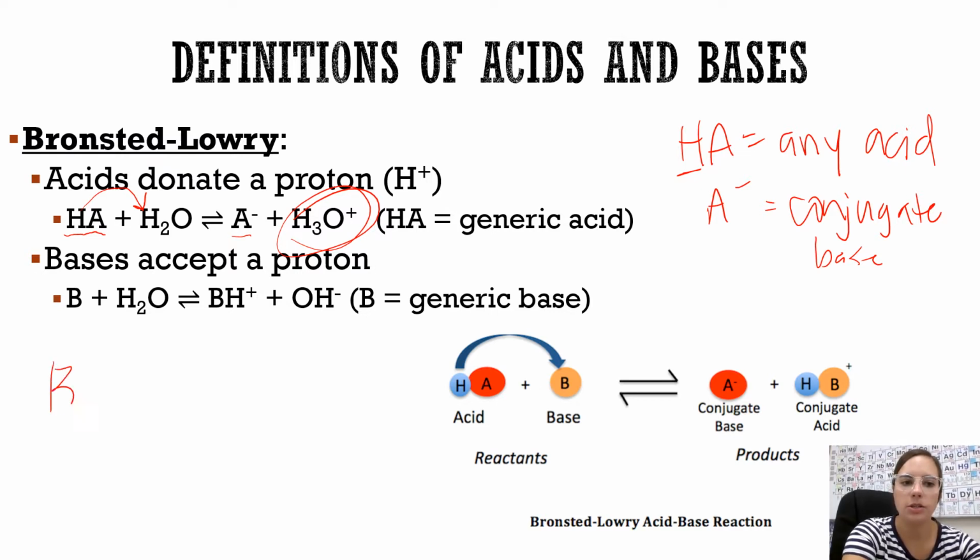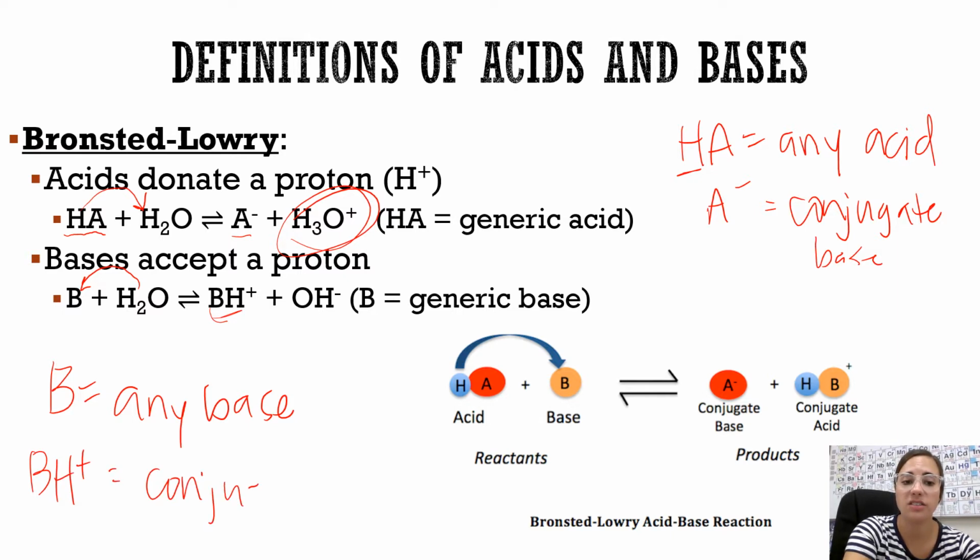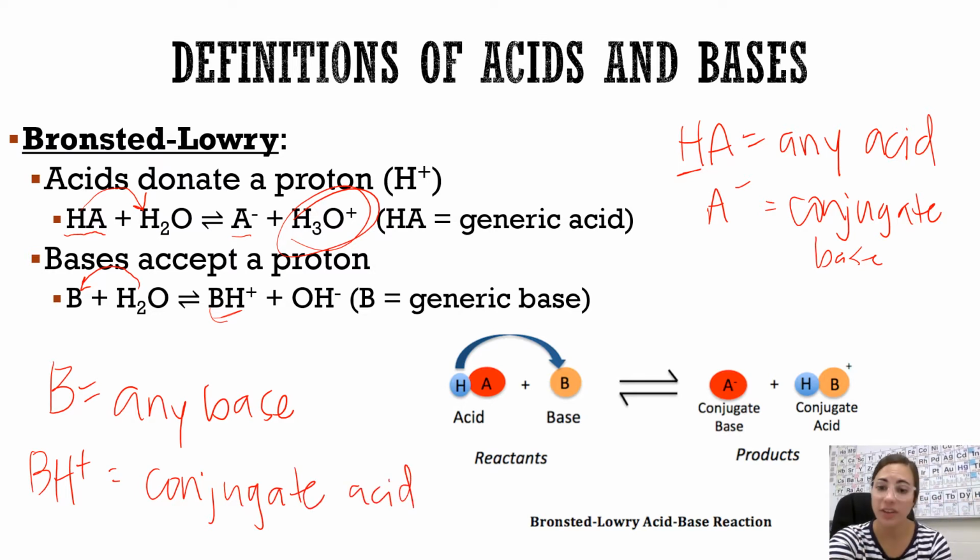Bases accept a proton. So this B just stands for any base. And it's going to accept a proton to form BH+, which is just the conjugate. And we'll talk about what these are in just a minute. So it's just that base with an additional hydrogen. And then hydroxide, which is what makes this basic. So a base doesn't have to have hydroxide as part of its formula. It just needs to create hydroxide in the solution, one way or the other.